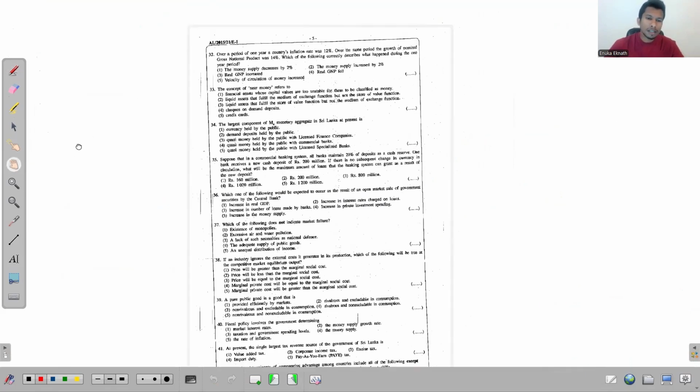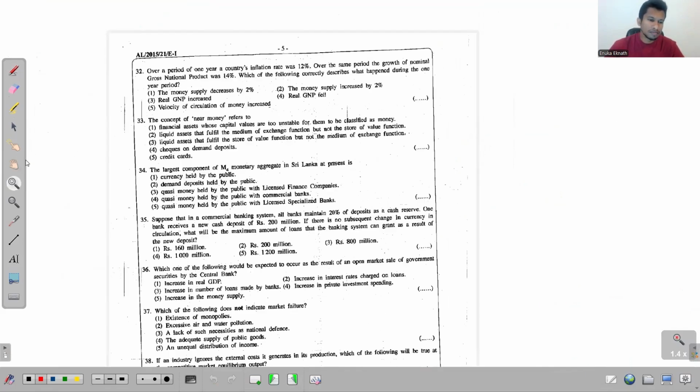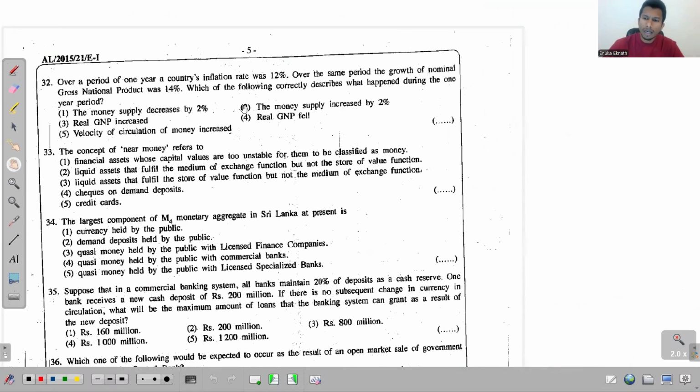Right, now look at this question 35. In question 35, it says, over a period of 1 year, a country's inflation rate was 12%, right? So that's the inflation rate. And over the same period, growth of nominal GDP was 14%. Which of the following correctly describes what happened during the 1 year period?